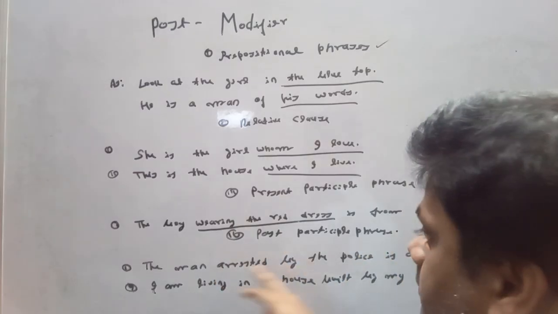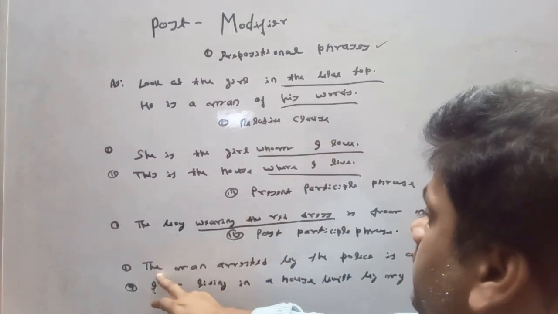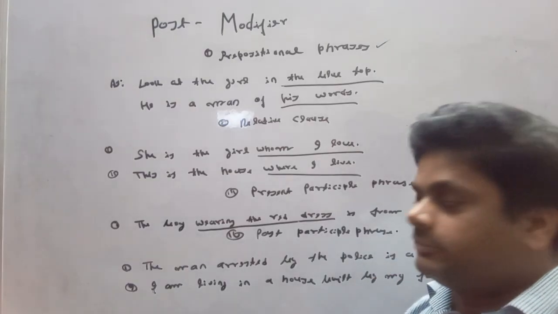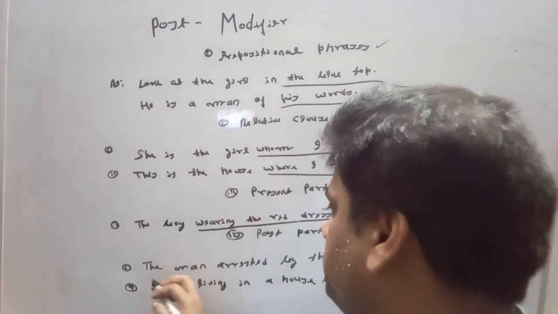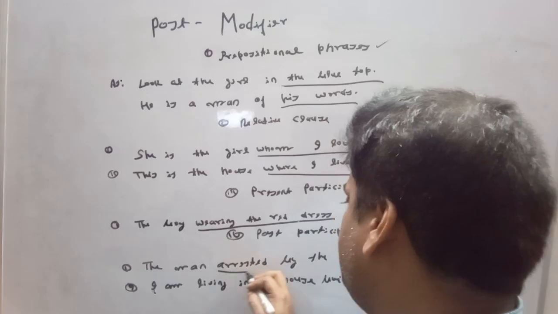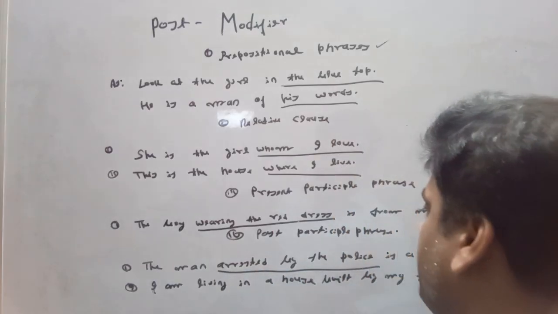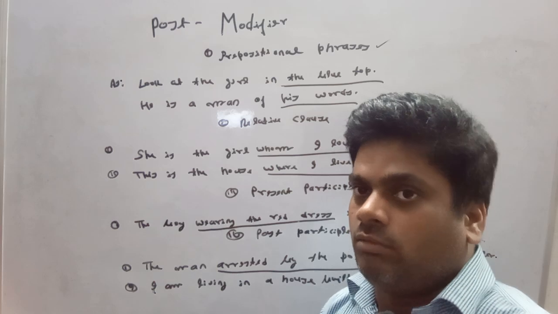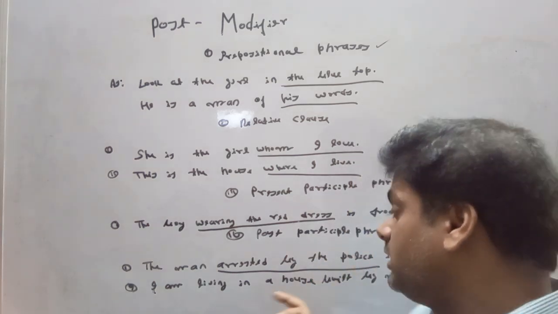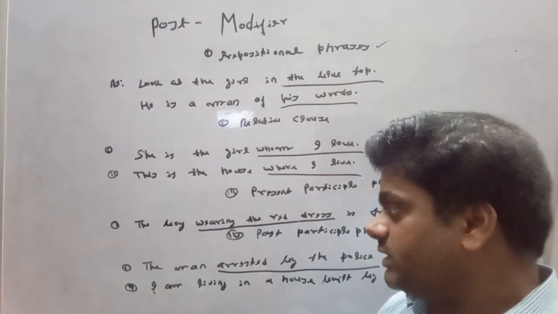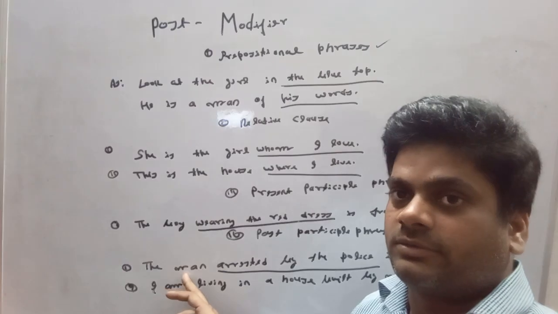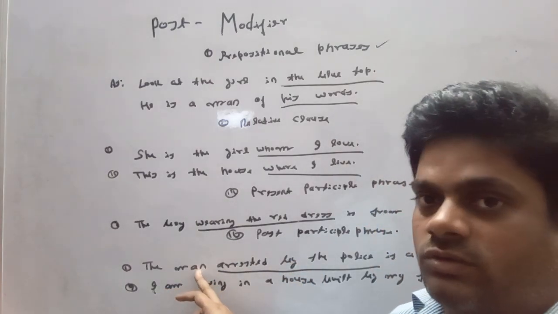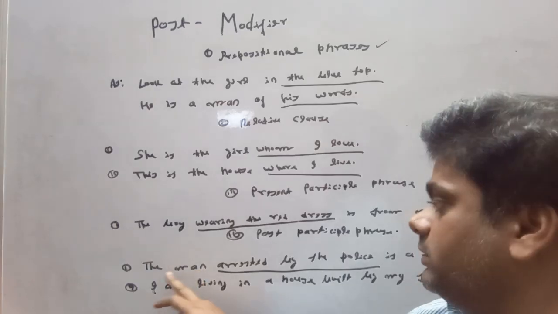Past participle phrase. The man arrested by the police is a serial killer. The man arrested by the police. Arrested by the police is a past participle phrase because this is giving extra information about the noun the man. If I remove this, the sentence would not lose its expression.